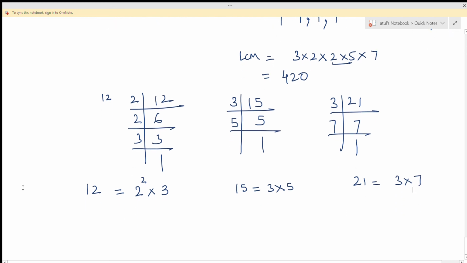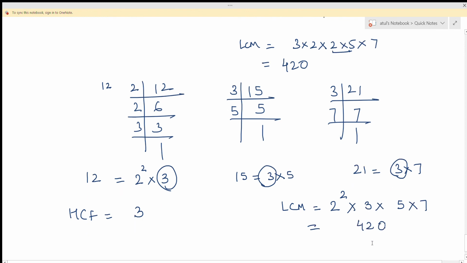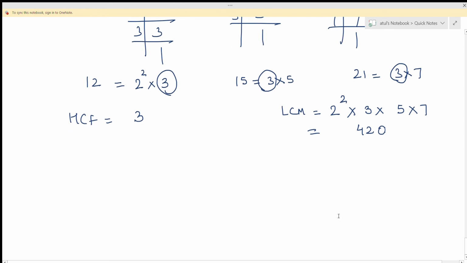So for the HCF, you have to take the product of the lowest power of the common factors. So the common factor comes out only as 3. So HCF is coming as 3 only. LCM is the product of the highest powers of all the prime numbers. So 2 raised to the power 2 is there, 3 is there, 5 is there, 7 is there. I have to cover all of them. Fine. So it's the same thing, which comes out to be 420. Hope this question is also clear to you all, and you all have to do all the parts.